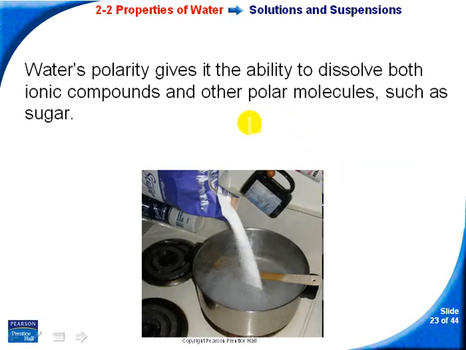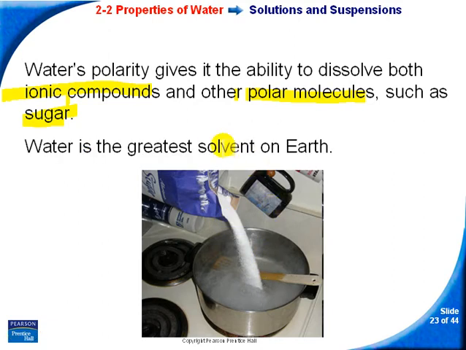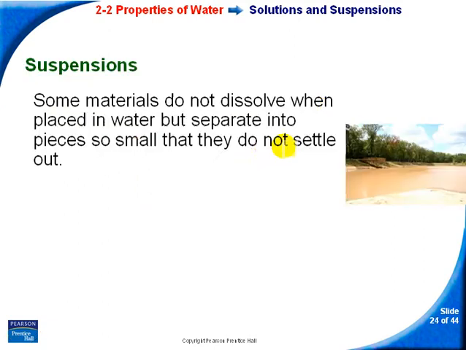Water is able to dissolve a lot of ionic compounds, remember those are things with charge, and molecules that also exhibit polarity, just like they do, having a positive side to the molecule and a negative side. One of those molecules is sugar. Sugar has a positive and a negative side, and here we see somebody dissolving sugar in water. So water is the greatest solvent on earth.